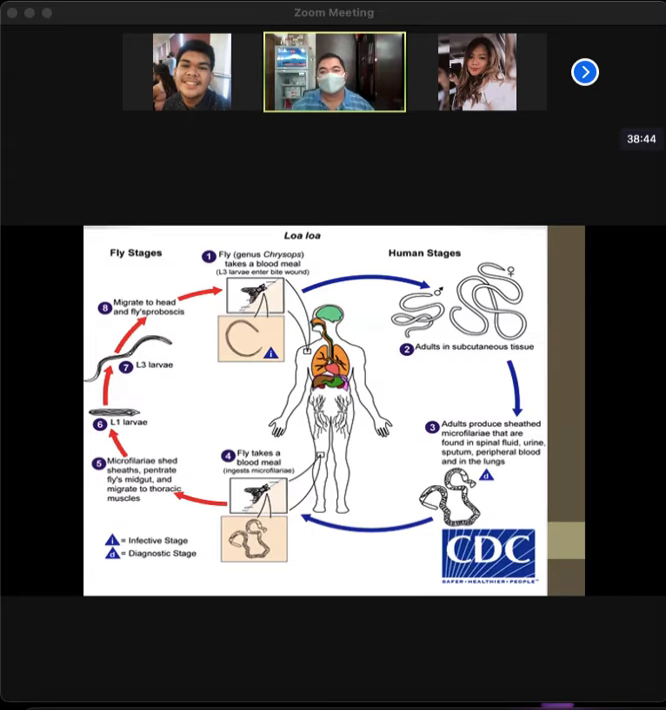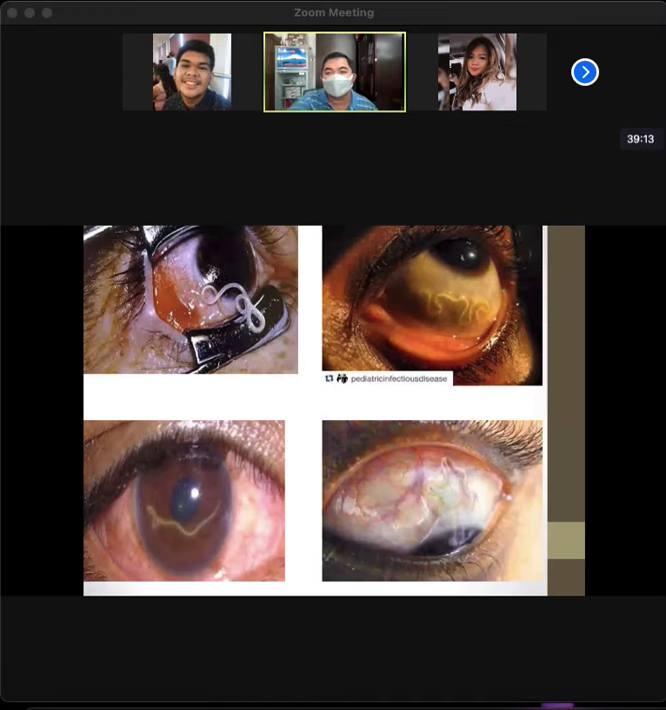So this is also a picture showing you the life cycle of the Loa loa, from its human stages. I keep on mentioning the infective as well as the diagnostic stage. From the L3 larvae, remember its diagnostic stage, which is the microfilaria. So this is an example of Loa loa.